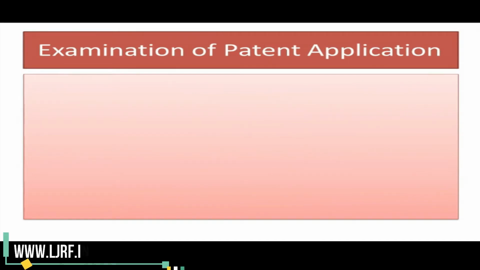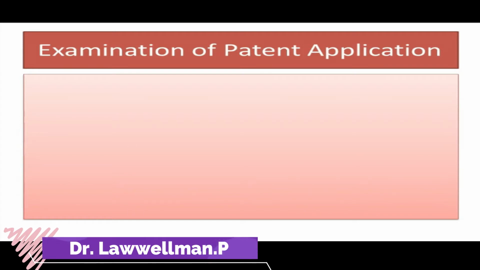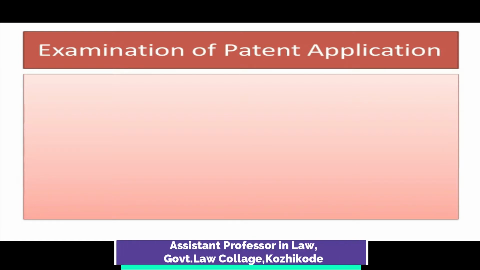We'll be spending some more time on examination of patent application and the registration related things. So examination of patent application. We had a look at the patent procedure as such, the graphical representation. And when a patent application is received at the patent office along with the specification, what are the things that would happen there? It's important for us to have an understanding about it. So examination of patent application.